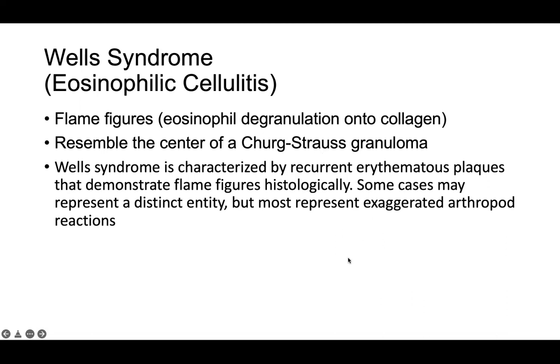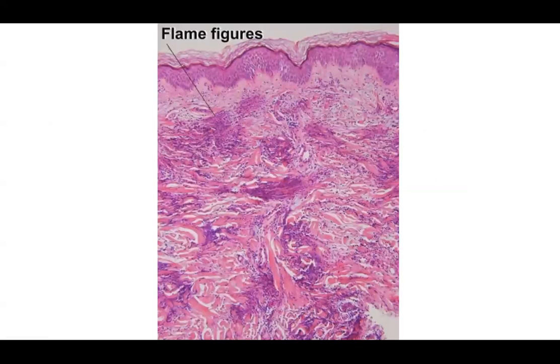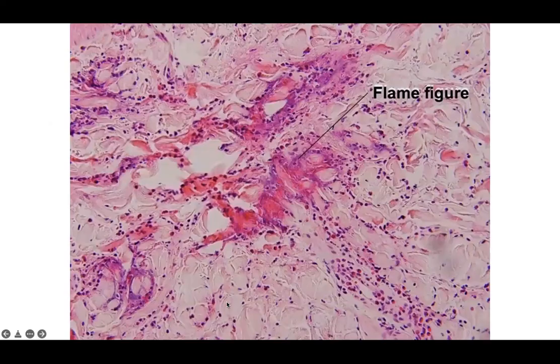What you typically see in Wells syndrome is recurrent erythematous plaques that demonstrate flame figures histologically. Some cases represent a distinct entity, but most represent exaggerated arthropod reactions. So basically just a superficial and deep perivascular inflammatory infiltrate, oftentimes containing abundant eosinophils that have degranulated and released major basic protein. That results in this mixture of heavily basophilic and eosinophilic collections around vessels, and some of them look like a flame on a fire that's just burning and extending upward.